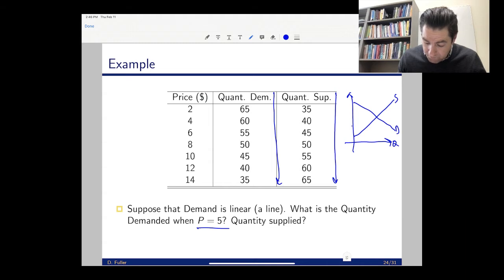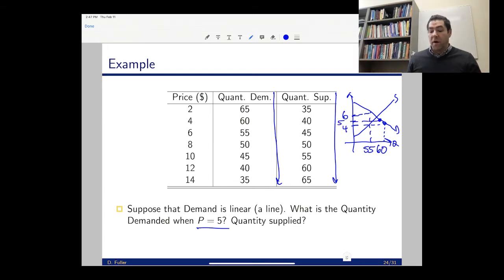And when the price is $4, the quantity demanded is 60. And I know that when the price is $6, my graph's a little bit off here, but it's all right. The quantity demanded is 55. And I want to know what's the quantity demanded here when the price is $5. So how do I figure that out? Well, I can simply use the slope of the line, right?